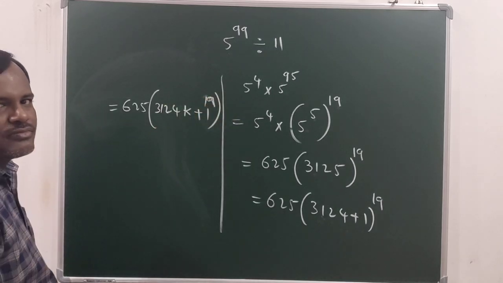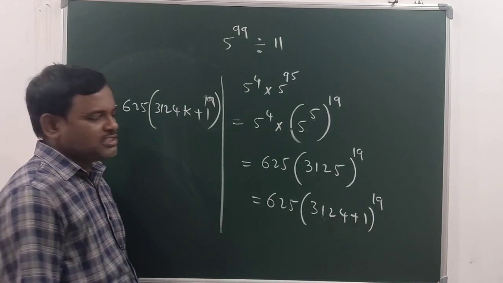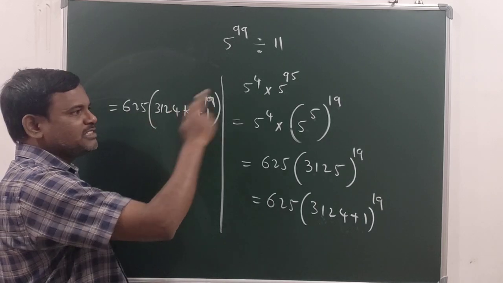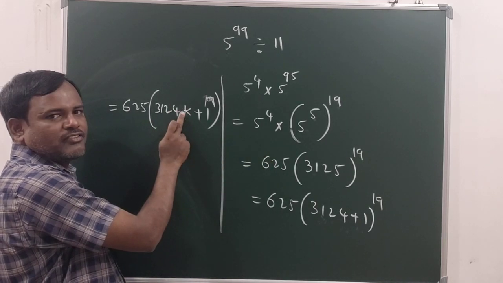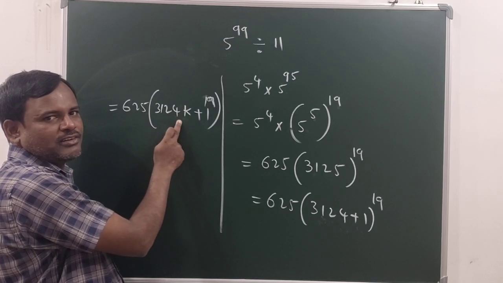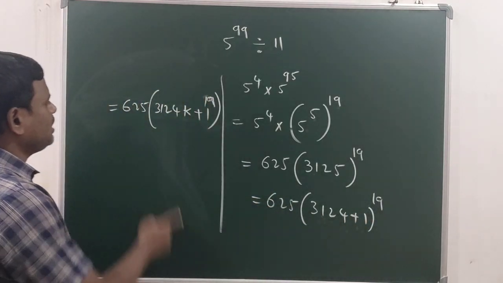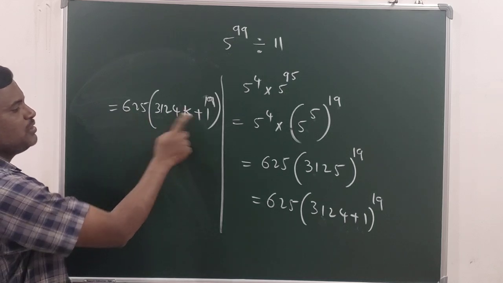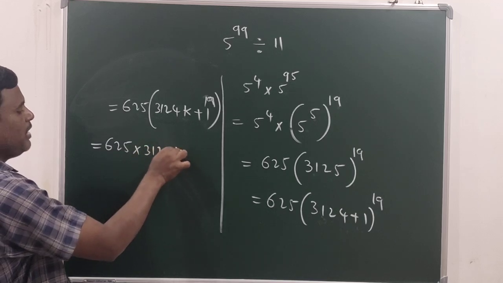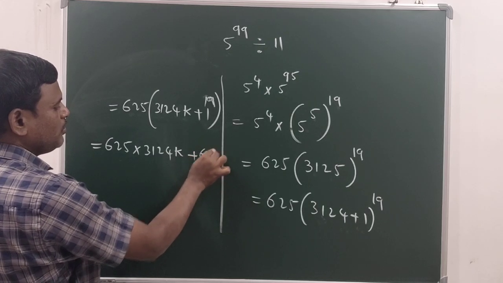Are you getting me? I am not writing all those 20 terms. Just from the first 19 terms, I took 3124 common. Inside the bracket, we get an integer that I represented with k. So this is a multiple of 11. Here 1 power 19 is the last term in these 20. So next step, I am going to multiply 625 with these two, so that I will get 625 into 3124 into k plus 625 into 1, that is 625.